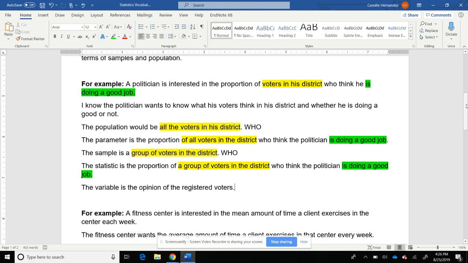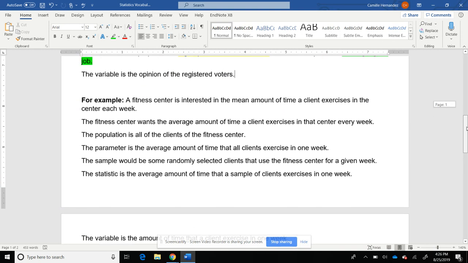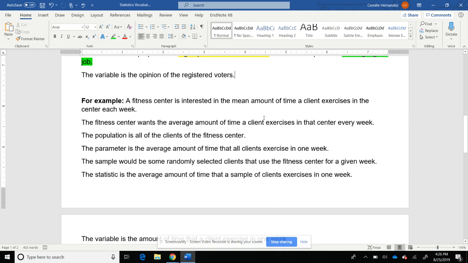All right, let's do another one. A fitness center is interested in the mean amount of time a client exercises in the center each week. Okay, so what we want to know is the fitness center wants the average amount of time a client exercises in the center each week. So think of this, when you go work out in a health club and you want to use the treadmill, and say you use the treadmill for an hour and a half, and say that lots of people use the treadmill for an hour and a half.